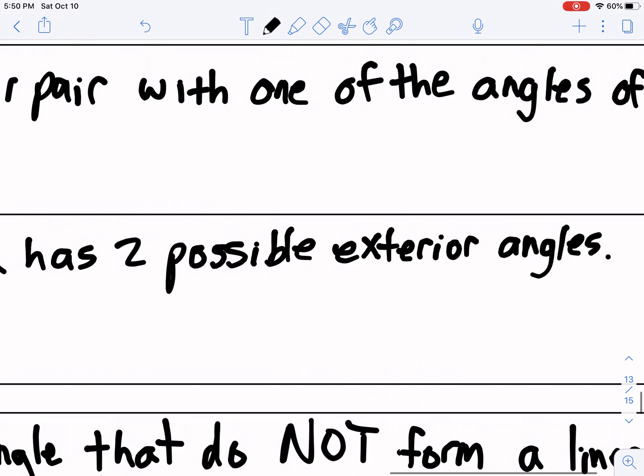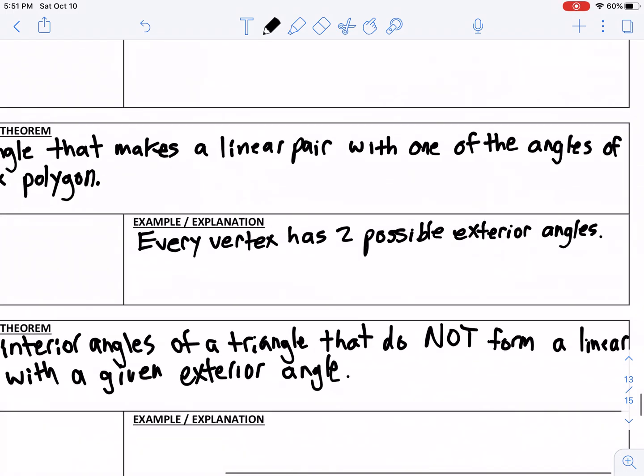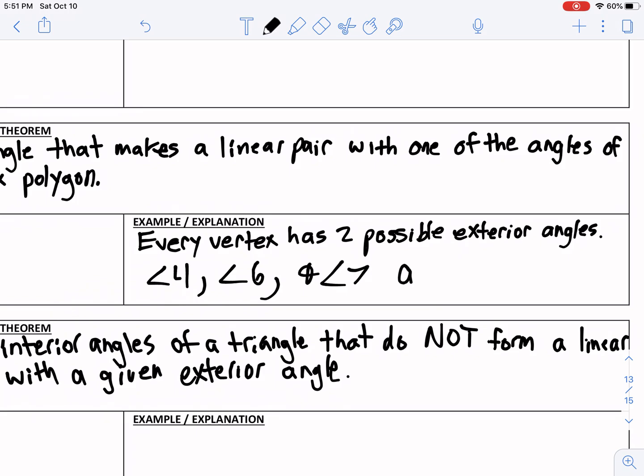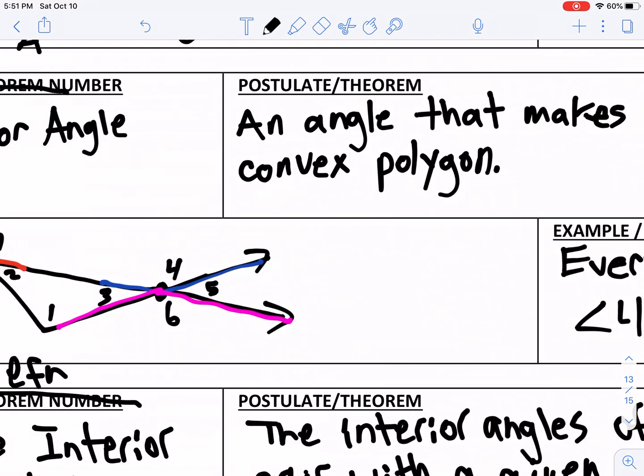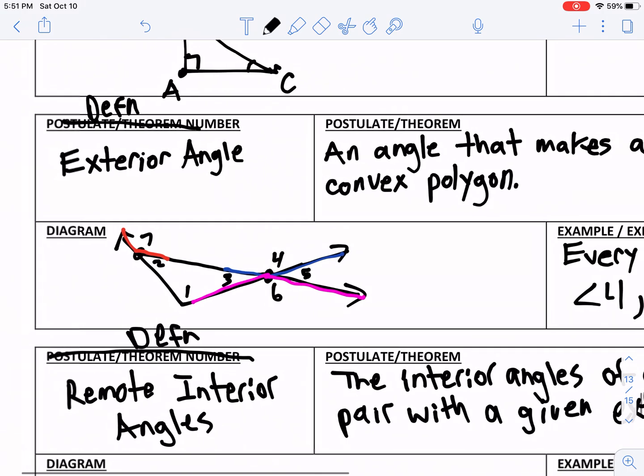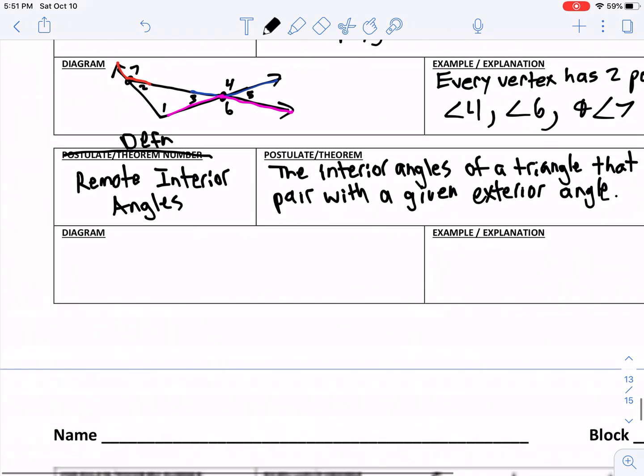But in our examples, angle 4, angle 6, and angle 7 are exterior angles. And I'm going to abbreviate it, but those guys were our exterior angles. And remember, angle 5 was not, because it doesn't form a linear pair with one of our inside angles there, okay? It didn't form a linear pair with angle 3. It wasn't even an adjacent angle with it. Okay, so angle 7, 4, and 6, those are the exterior angles.